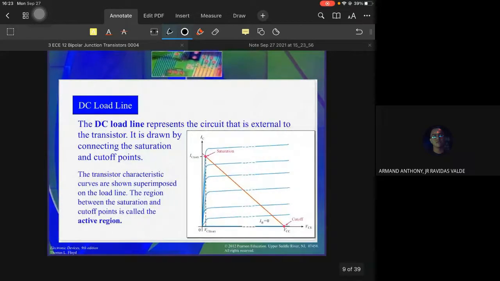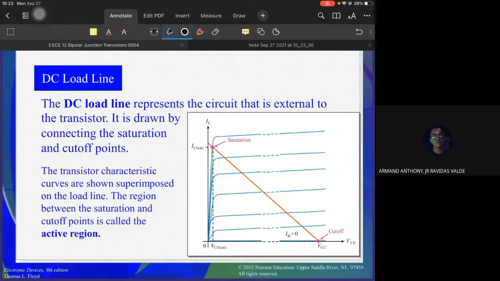The DC load line represents the circuit that is external to the transistor. I explained that earlier. It's drawn by connecting the saturation point, IC sat, and the cutoff point, where the cutoff voltage is equal to the voltage source.